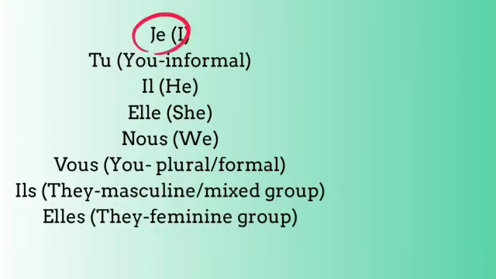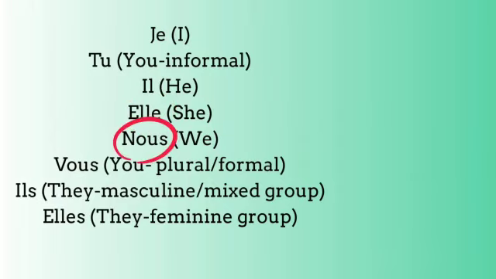Je. It means the pronoun I in English. Tu. It means the pronoun you in English. It is used as the informal form of you, used with family, friends, children, or other people of the same age. Il. It means the pronoun he in English. Elle. It means the pronoun she in English.